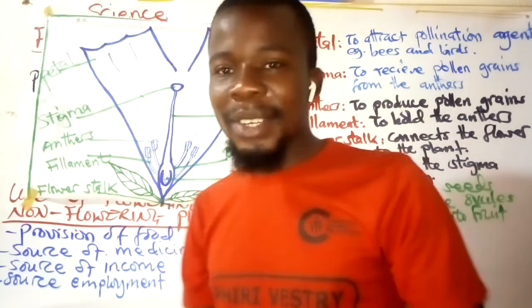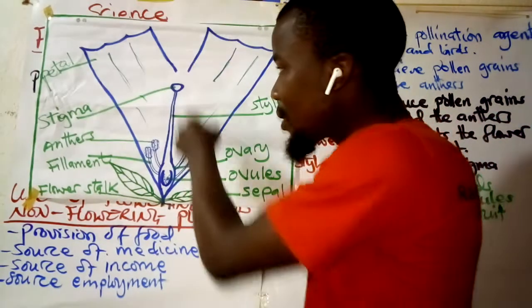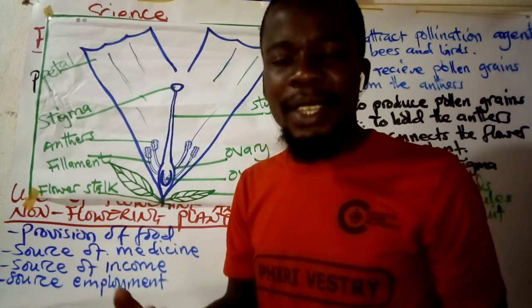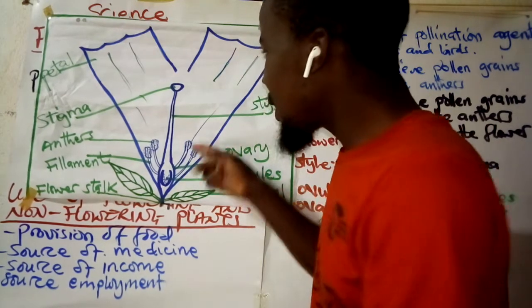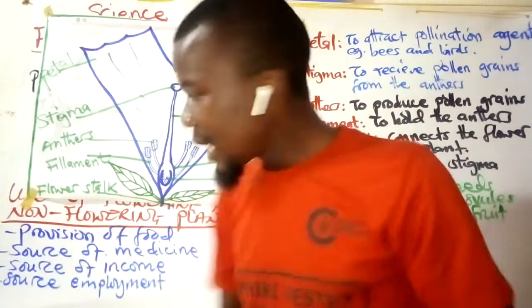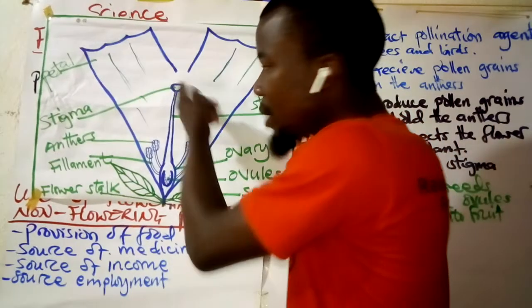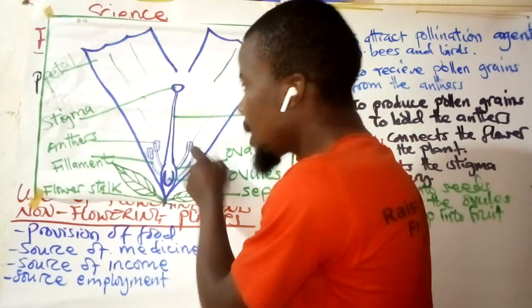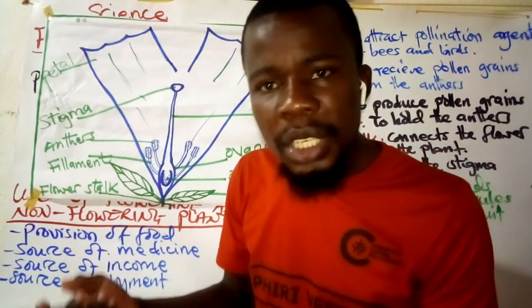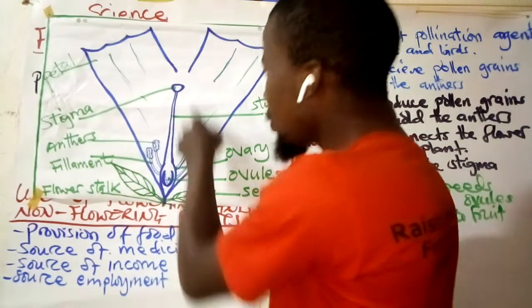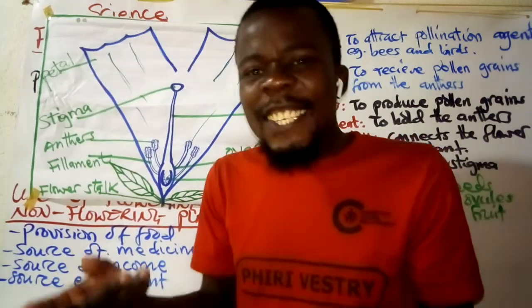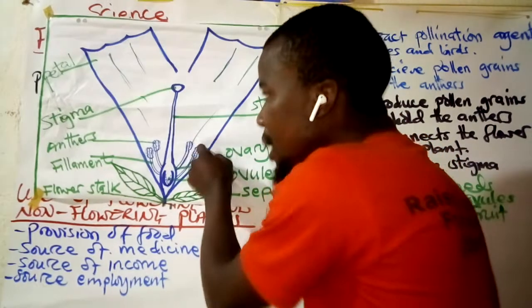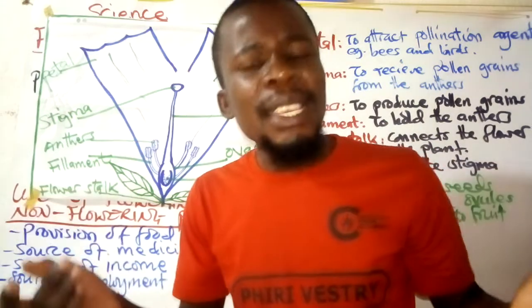Pollen grains can be transferred from the anthers to the stigma in a number of ways. They can be transferred by water, by wind, by birds, by bees, by butterflies.